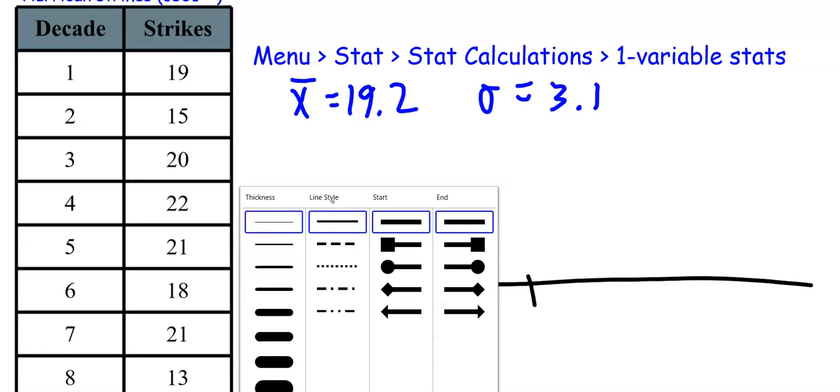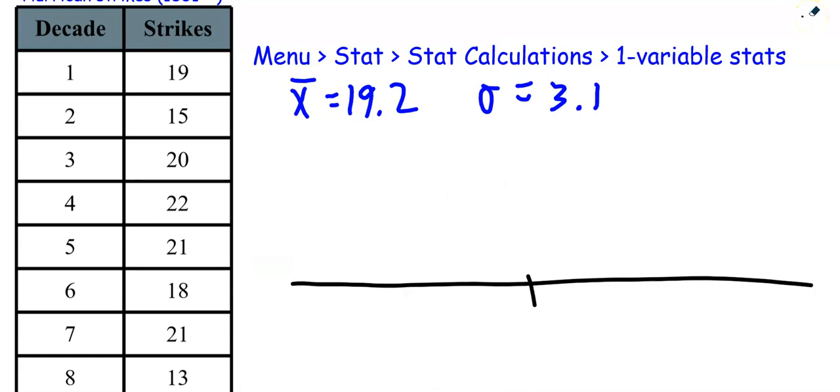So the middle of this data is 19.2, right? If I go one standard deviation to the right, I put a line right there. So I'm going to add 3.1. So 3.1 plus 19.2, that's like 22.3. If I go one standard deviation to the left, so subtract 3.1, that would be like 16.1 there. And so let's keep going. Let's go 2 standard deviations to the right.